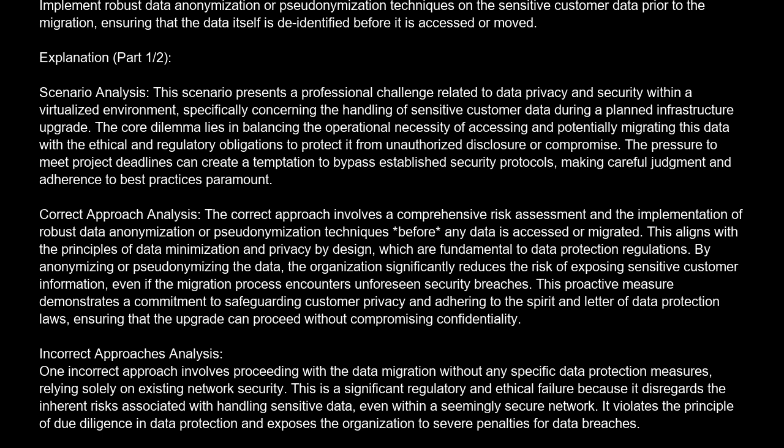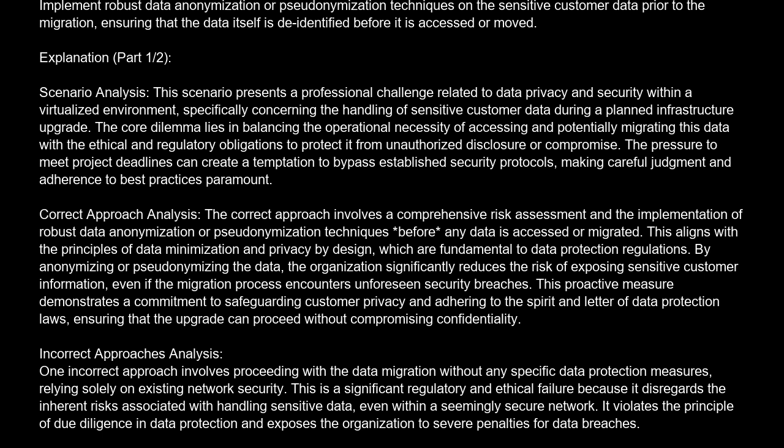By anonymizing or pseudonymizing the data, the organization significantly reduces the risk of exposing sensitive customer information, even if the migration process encounters unforeseen security breaches. This proactive measure demonstrates a commitment to safeguarding customer privacy and adhering to the spirit and letter of data protection laws, ensuring that the upgrade can proceed without compromising confidentiality.